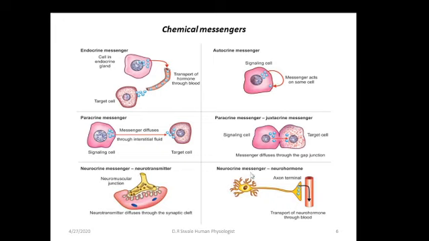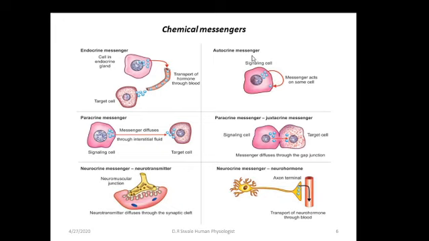Okay, we also have neuroendocrine messengers, also called neurohormones, where a neuron secretes a signaling molecule. That is, a signaling molecule that is both secreted by the endocrine gland and also secreted by the nerve cell. So those are called neurohormones. An example is epinephrine. Epinephrine is secreted by the sympathetic nervous system. It's also secreted by glands such as the adrenal medulla.